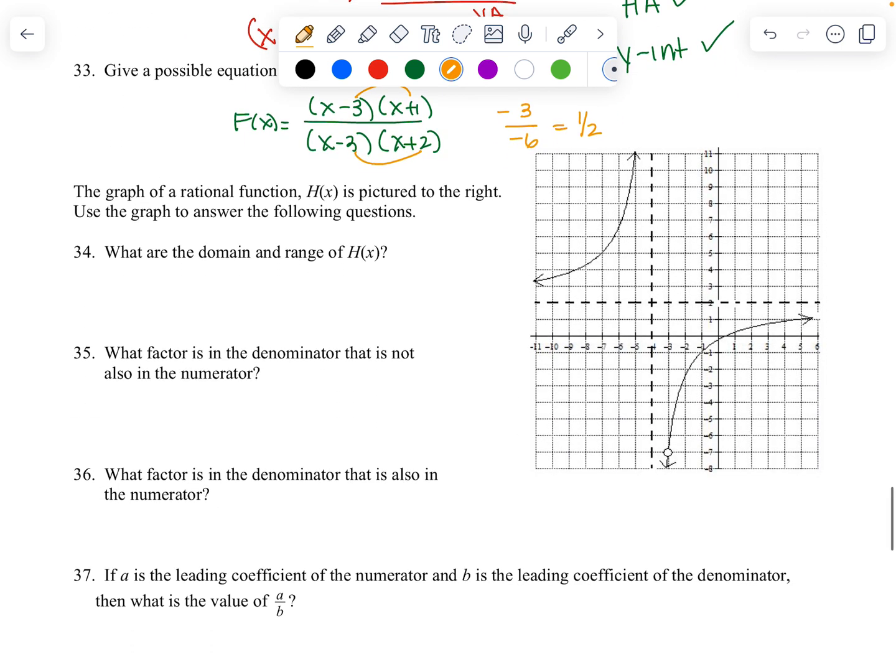All right, next one. Use the graph of the rational function h of x here and answer these questions. What is the domain and range? So we'll go ahead and take a moment. I'm just going to do it silently.